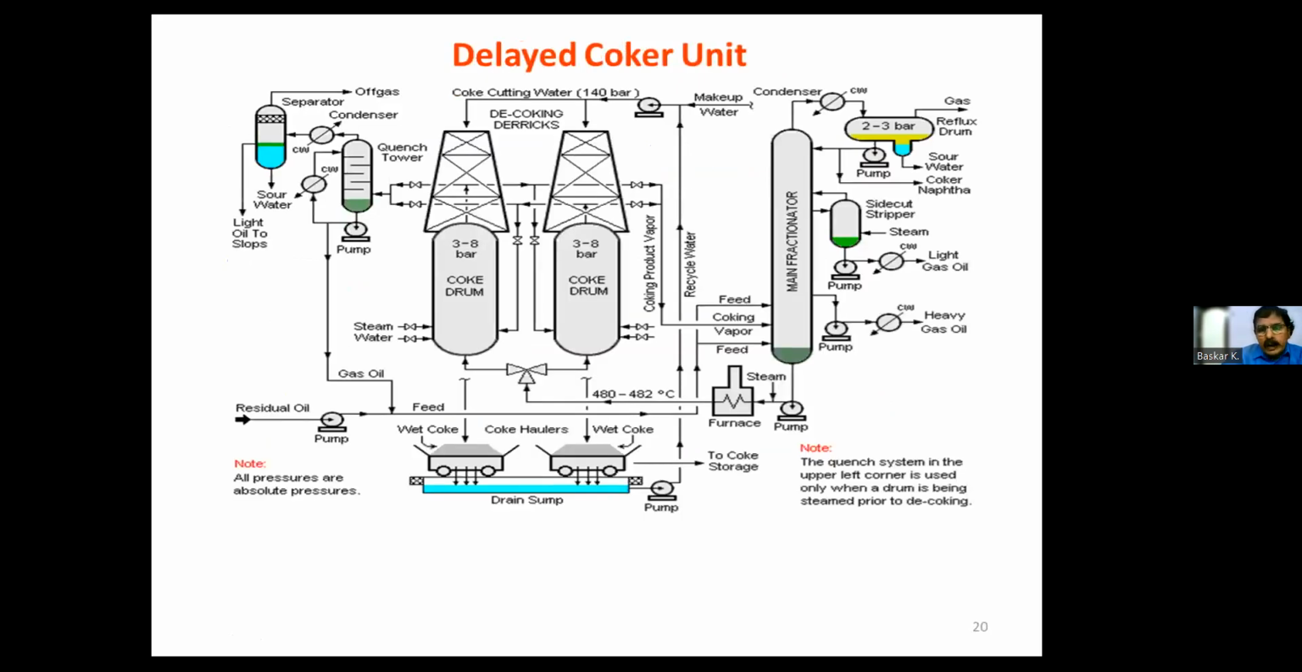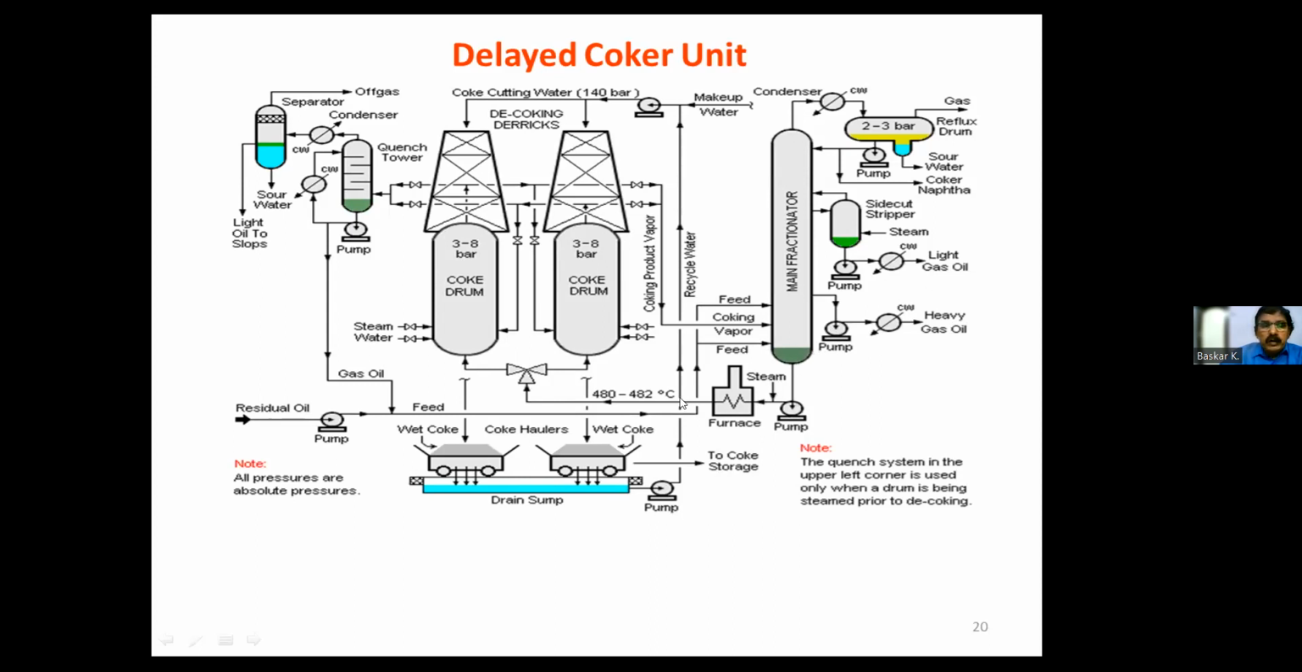Now, secondary unit, that means the delayed coker unit. One of the critical units, the delayed coker unit, I will go through quickly. The heavy residue oil is pumped into the main fractionator and some products are taken out, like light gas oil and heavy gas oil. Light gas oil is mixed with MS, petrol, and heavy gas oil is mixed with diesel. And we have a heavy material that is called coke.